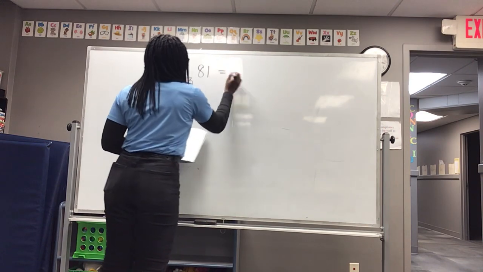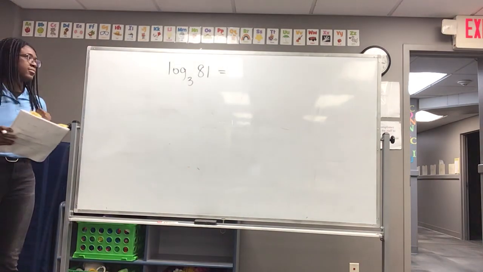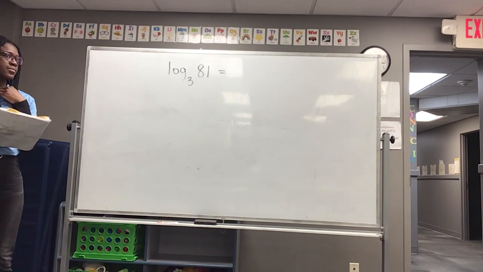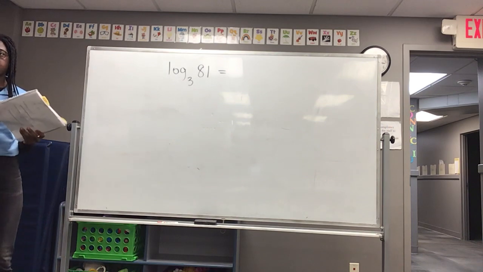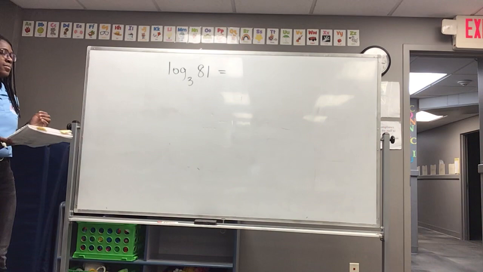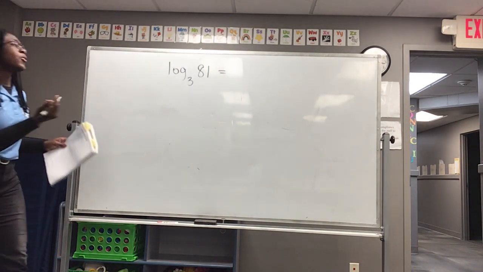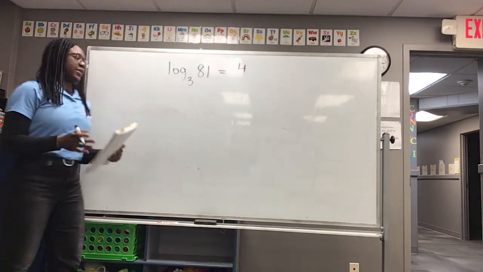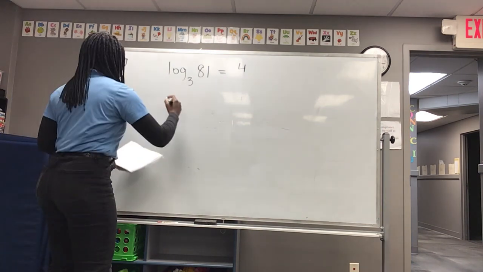Okay, so I want you to evaluate this logarithm. Okay, does anyone want to call out an answer? 4. Yep, 4. So what happened was 3 to the power of 4 equals 81.